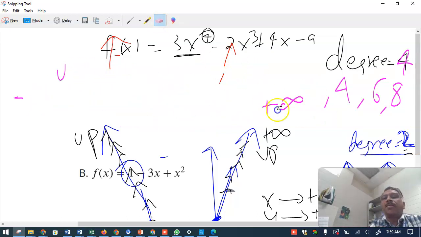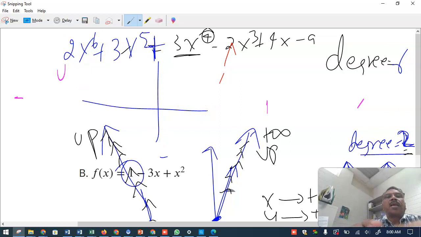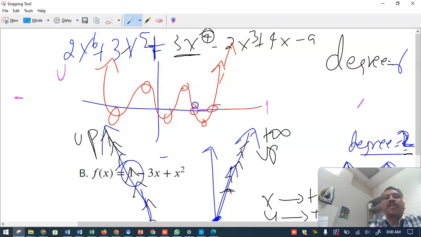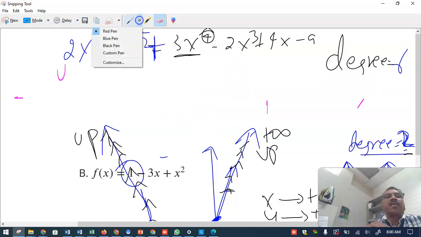I could make another polynomial with degree, let's say, 6. All I have to do is add one more term here, plus maybe 3x raised to 5 and plus 2x raised to 6. Then it will look like it takes 5 turns, see. So it's like 1, 2, 3, 4, 5, and there will be at most 5 places. Sorry, I think I made a mistake here. Let me do it one more time.